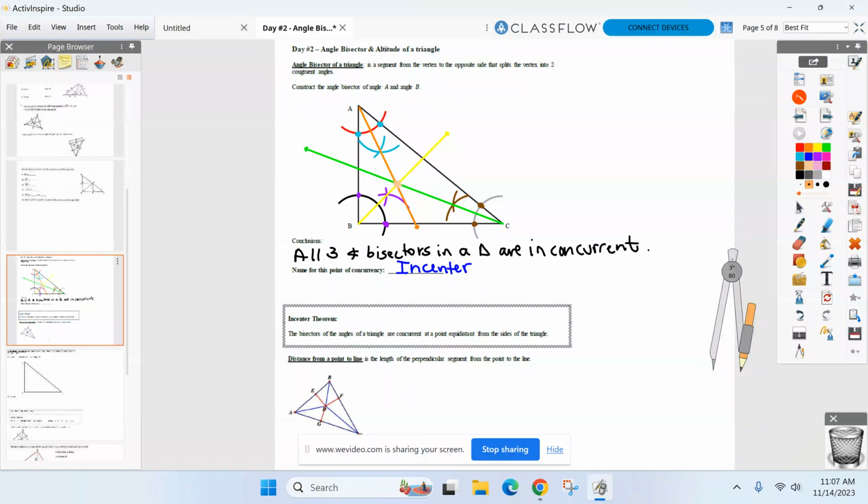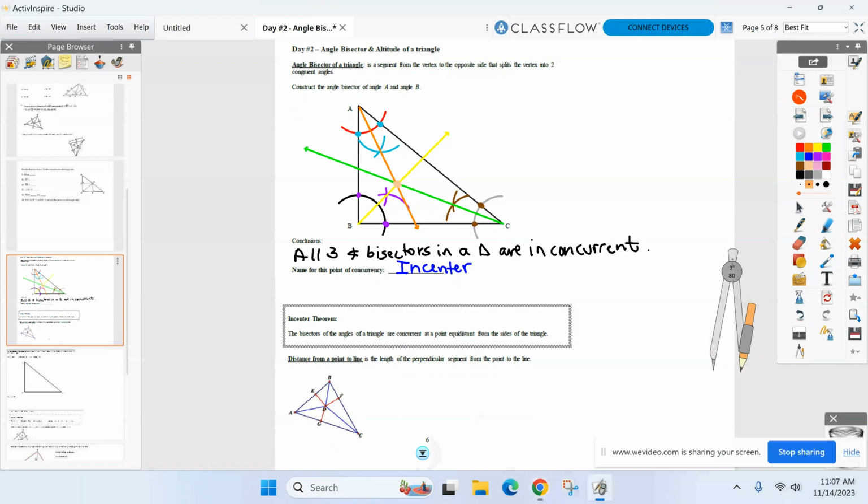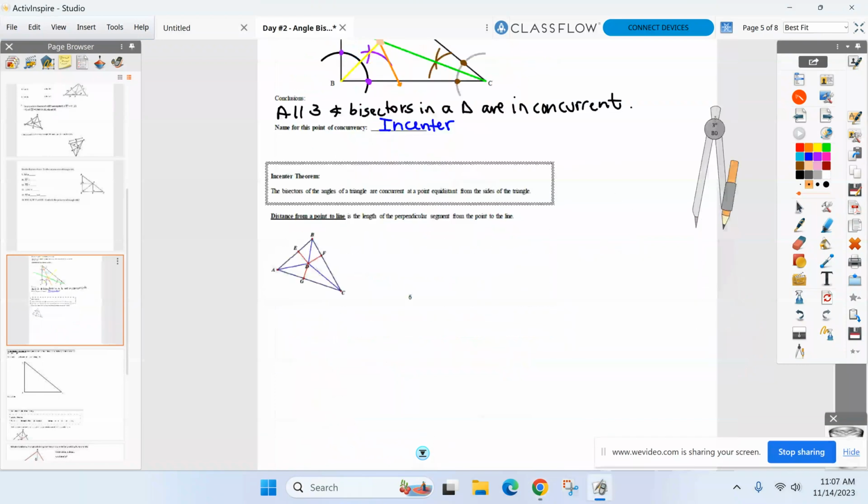Yesterday, circumcenter, what did we know about it? I know it was formed by the perpendicular bisectors, but it was also equidistant from the vertices. Incenter's got a special fact as well. The incenter is equidistant from the sides of the triangle. Okay? It's equidistant from the sides of the triangle.